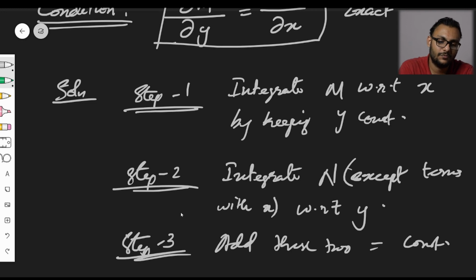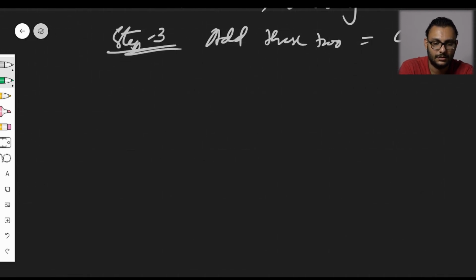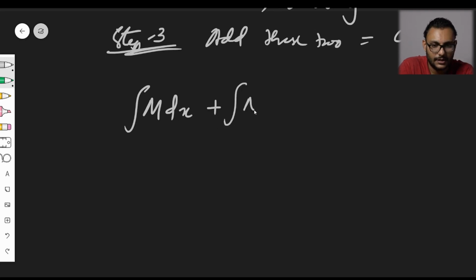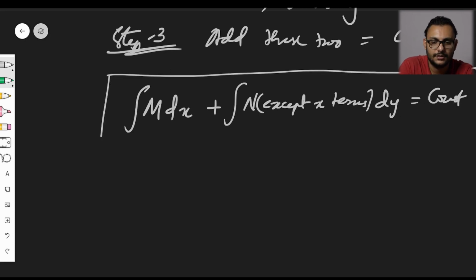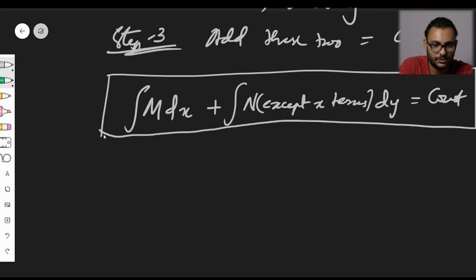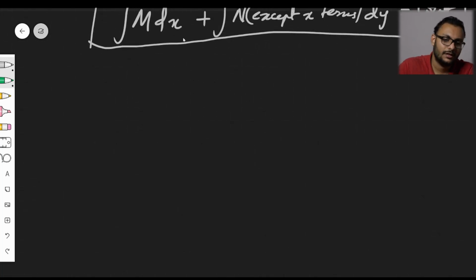Or in other words, in one step I can write it as: the solution is given by integral M dx keeping y constant, plus integral N except x terms dy, equal to constant. This is the simple step to find the solution of an exact differential equation. Let us check a differential equation of this kind and find the solution of that differential equation.